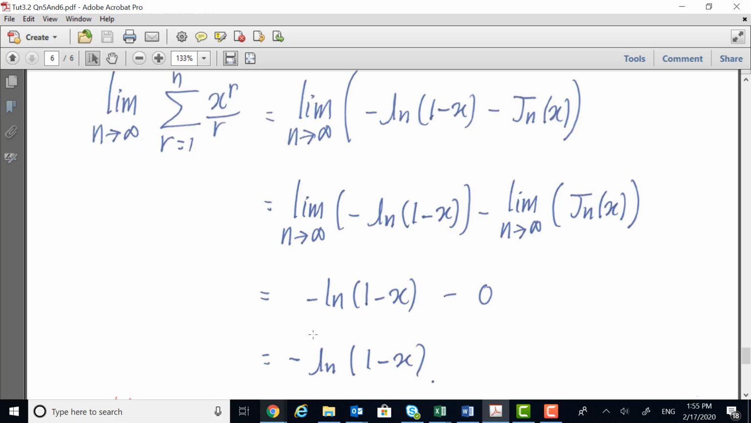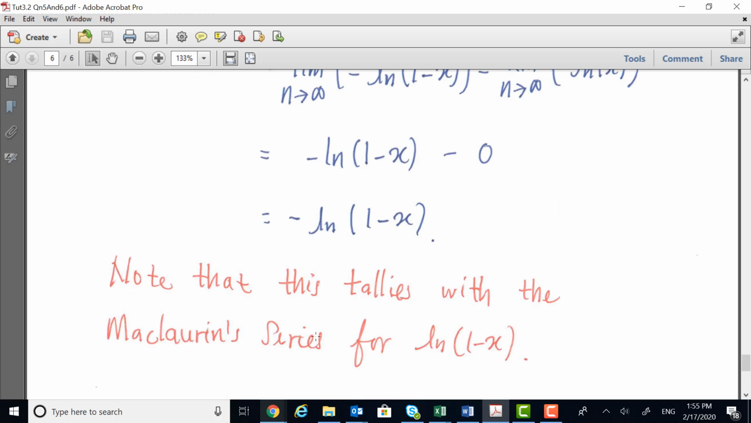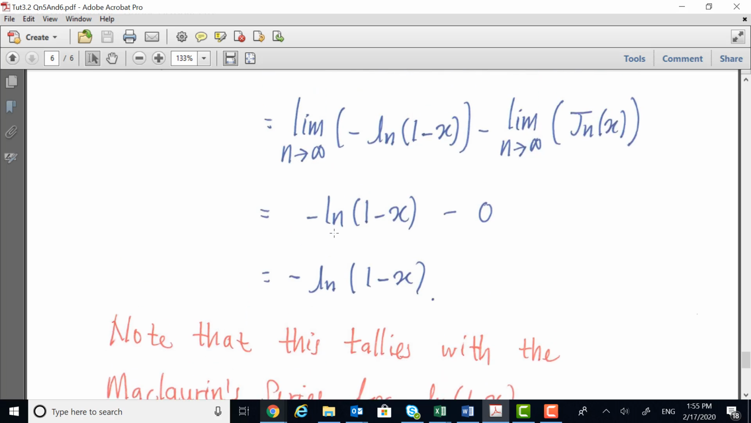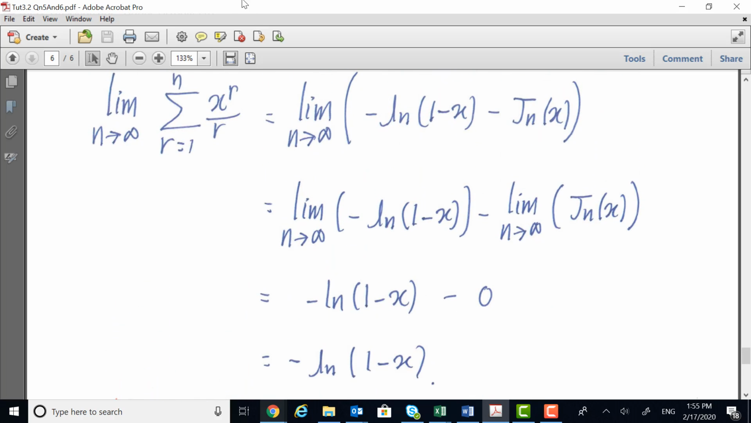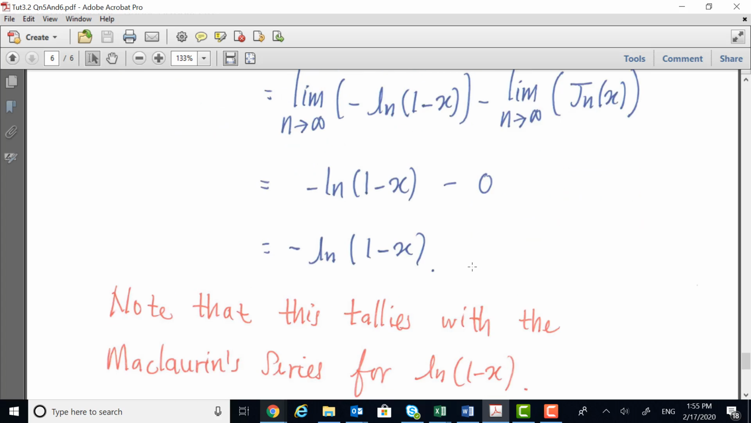I want you to notice that this actually tallies with the Maclaurin series for ln of 1 minus x. You can try experimenting: put in the Maclaurin series of ln of 1 minus x into here, and you find that it will equal this summation. That is tutorial 3.2, questions 5 and 6.